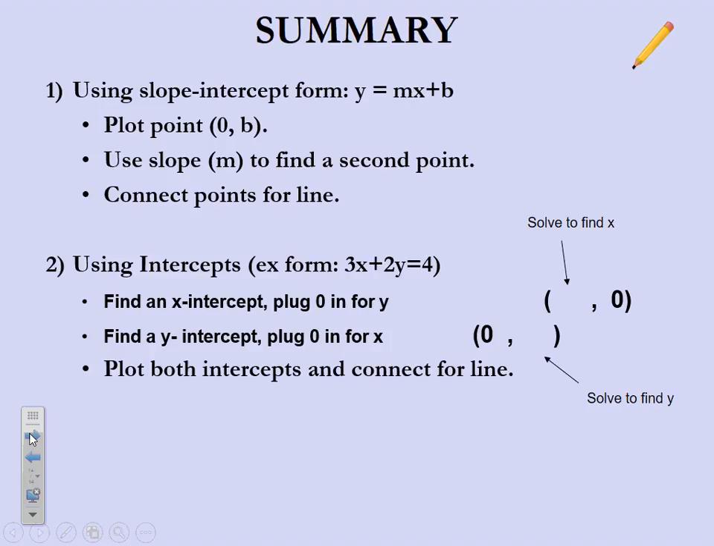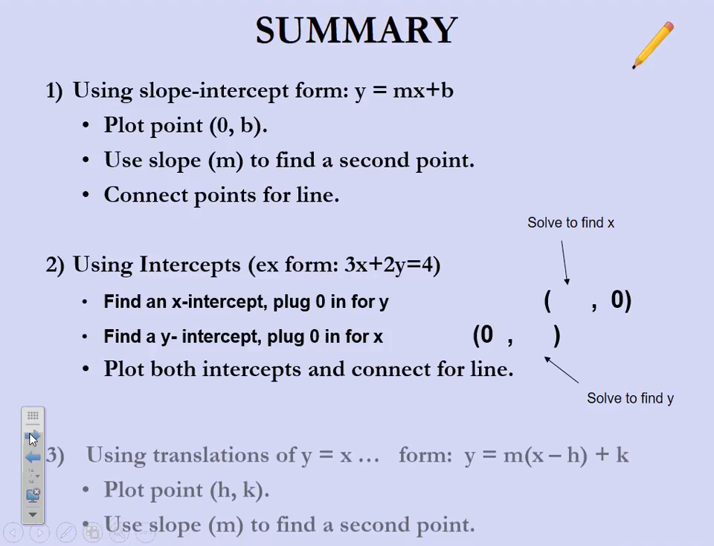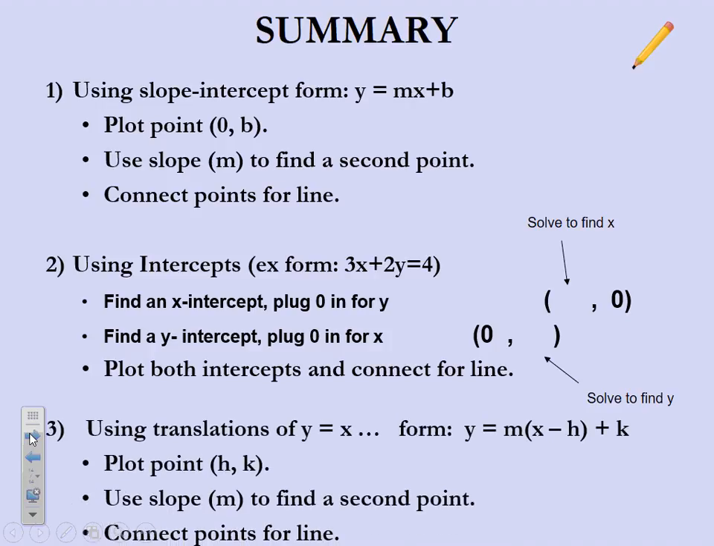And then the last way that we talked about graphing lines was using the translation of y equals x, which the form is right here. That's really important. It has to be in this form in order to use this. y equals m(x minus h) plus k, where the point is (h, k). Remember, h is always the opposite. k is the same, h is the opposite.